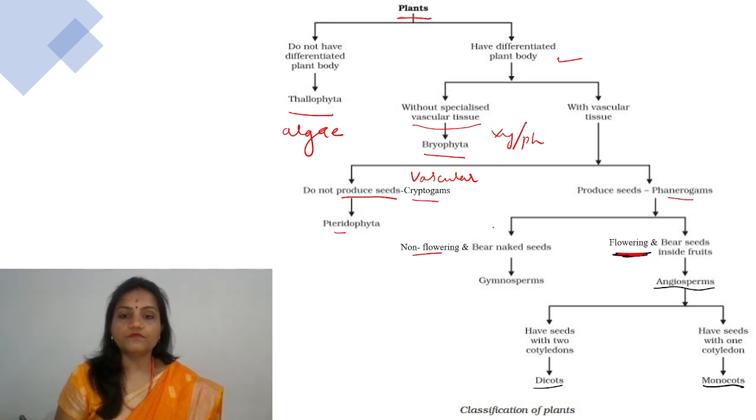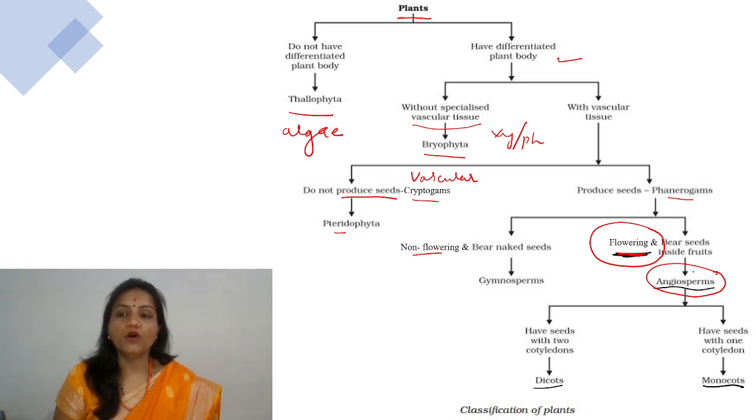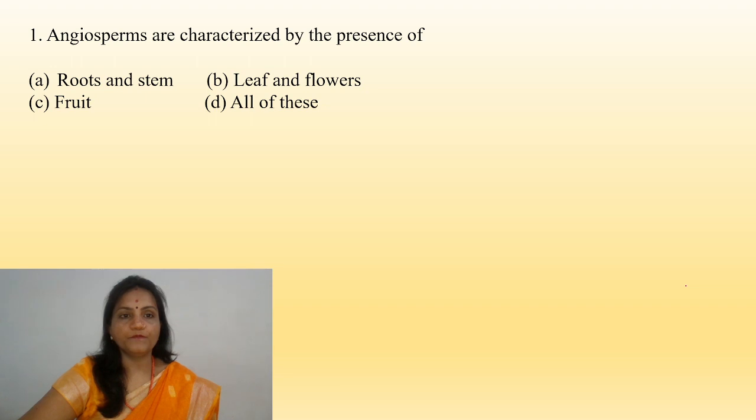So in the whole plant kingdom, for the first time, you are coming across the word flowering. In today's session, we are going to discuss the flowering plants, that is, the angiosperms. So morphology of angiosperms or morphology of flowering plants. These include dicots and monocots. Dicots refers to having two cotyledons and monocots refers to possessing a single cotyledon. Okay, let's move on.